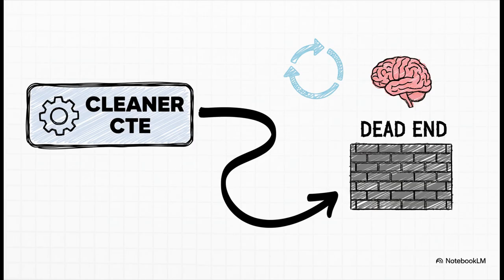Time to bring out the pro move, a common table expression, or a CTE. This feels cleaner, right? More advanced. You use a WITH clause to create this neat little temporary table of the top 3 customer IDs. But then what? You're right back in the same logical loop, trying to join that small list back to the main data. You haven't actually solved the core problem. The brain is just buffering.